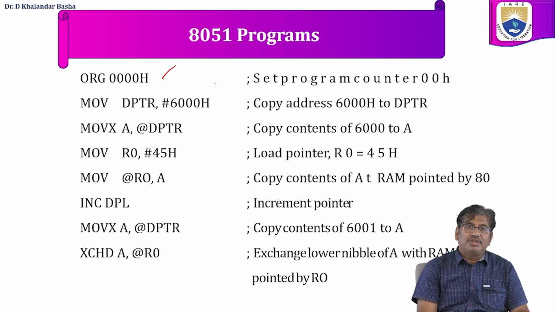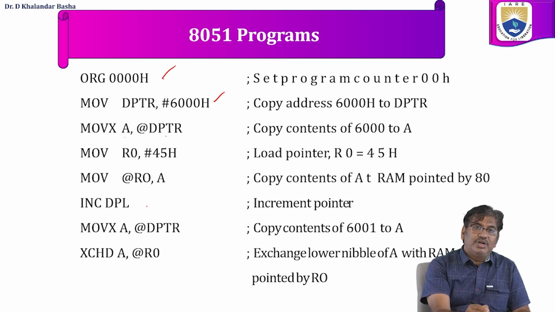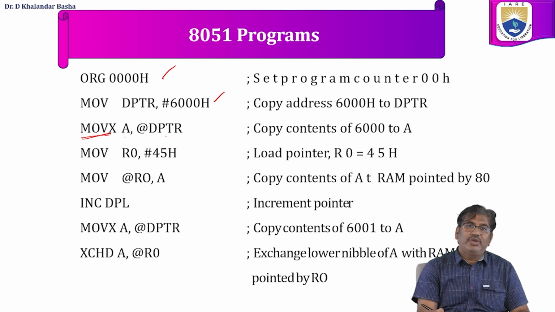Origin, where the program has to be stored, is given as ORG 0000H. The external memory address is going to be loaded into DPTR. So MOV DPTR, #6000H. This external memory content is going to be loaded into the accumulator. As it is external memory, we will use the MOVX instruction. So MOVX A, @DPTR.